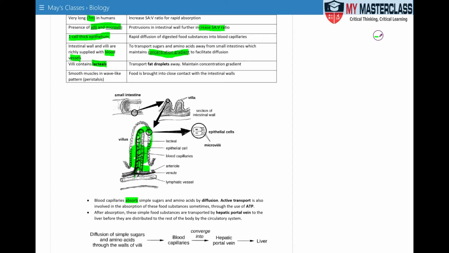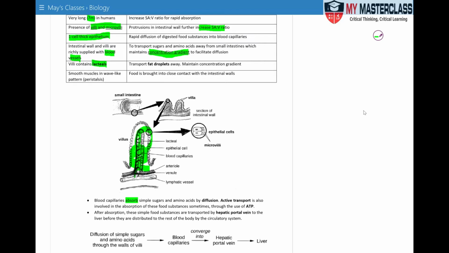Okay, so the small intestines also carry out peristalsis. Peristalsis was carried out in the esophagus, as you saw in the first video. Now the action of peristalsis in the small intestines enables the food to be brought closer to the intestinal walls, and at the intestinal walls I have all my microvilli and villi components.